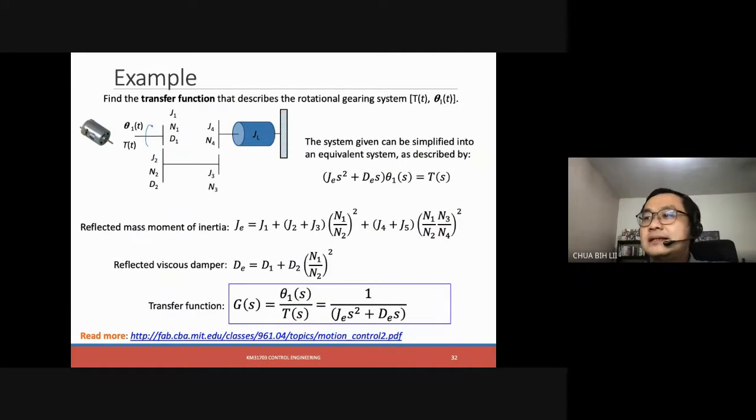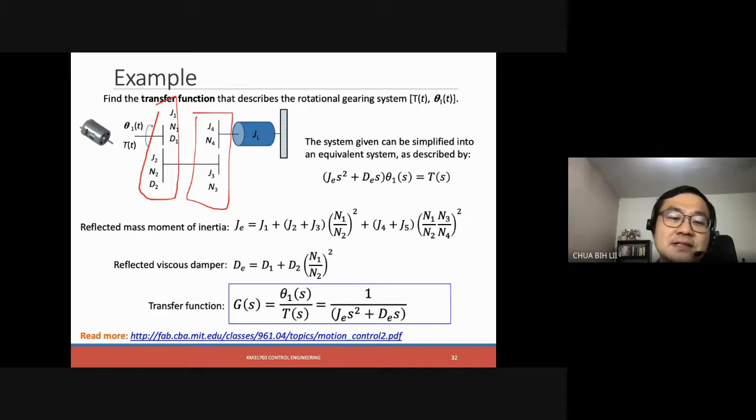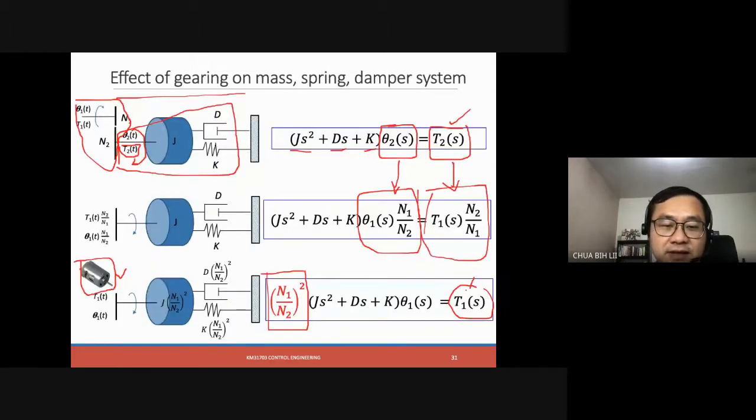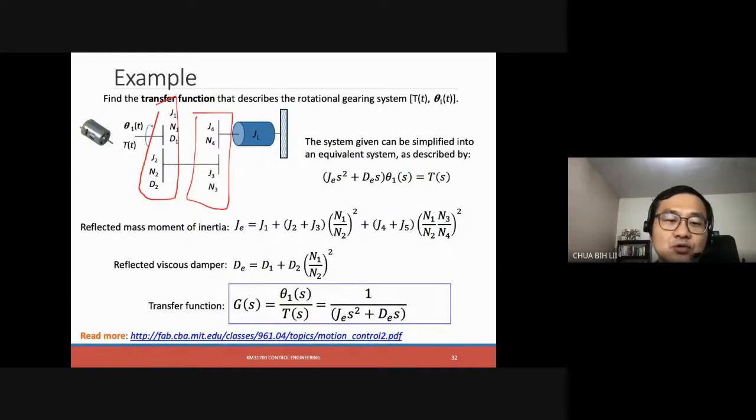Same thing when we extend it to a bigger system, from one gear set to two gear sets. If it is the two gear set concept, the idea is very similar. We would know that the effect is the gear ratio to the power of 2. So what we need to do is just identify and form it in this particular format.